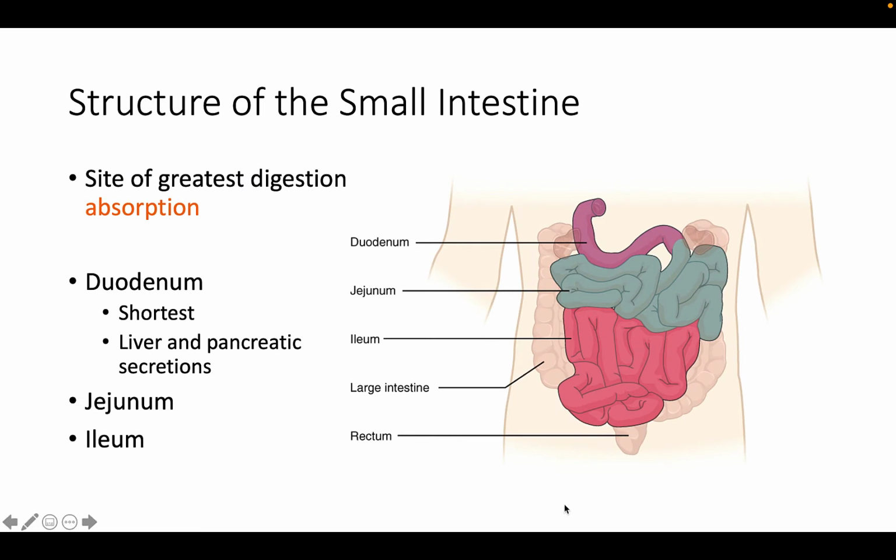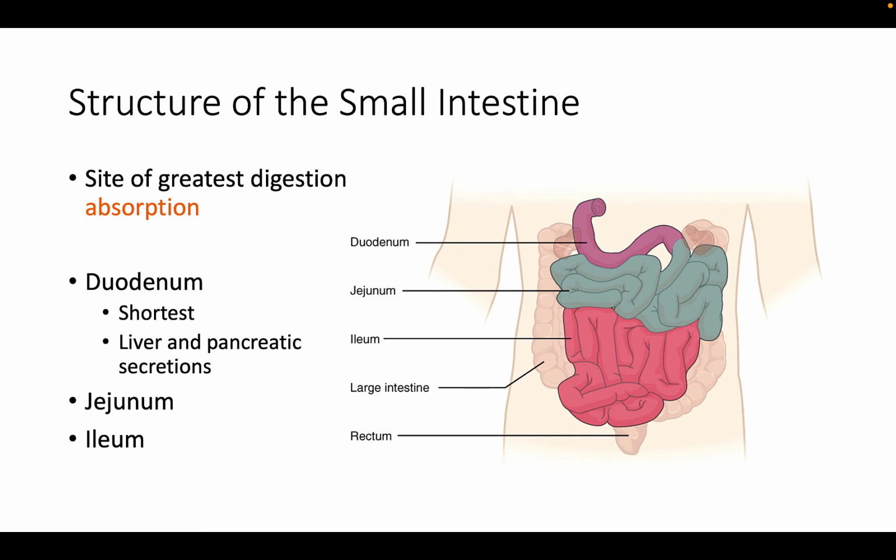Okay, so now we get to the small intestine. Chyme released from the stomach now enters the duodenum, which is the first part of the intestine. The duodenum is an area where a lot of digestive enzymes are secreted by accessory organs, and so there will be the greatest amount of digestion occurring in the duodenum. The jejunum is the greatest site of absorption.